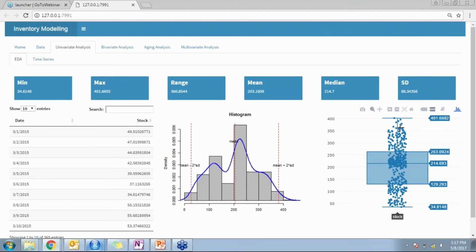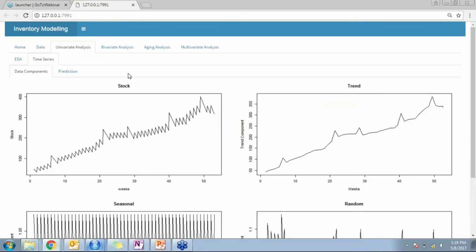After this, we analyze the distribution of the data over here, which is an interactive graph. Even this can be carried out for a particular period that we consider, and it could be further drilled down to a particular range that we need. Once this is done, we move to the next part of the univariate analysis, which is time series analysis. There are multiple approaches that we have considered over here.